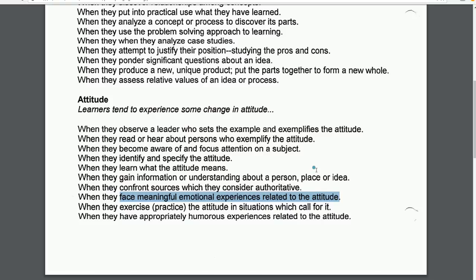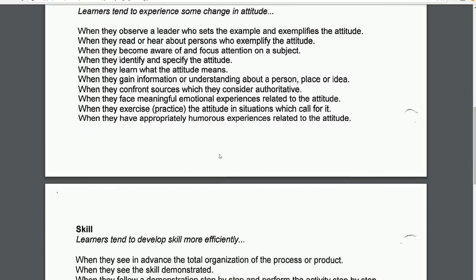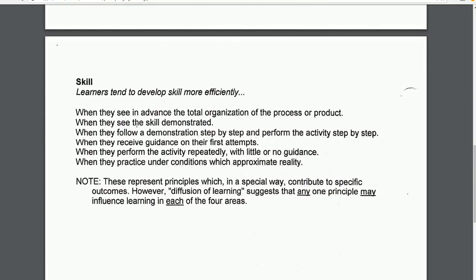So these principles are really good, and this, of course, is only a small sample of the kinds of principles that we would use. The second page has to do with skill, developing a psychomotor skill. When they see in advance the total organization of the process or product, that's the advance organizer. When they see it demonstrated, when they follow step by step, they perform it step by step.